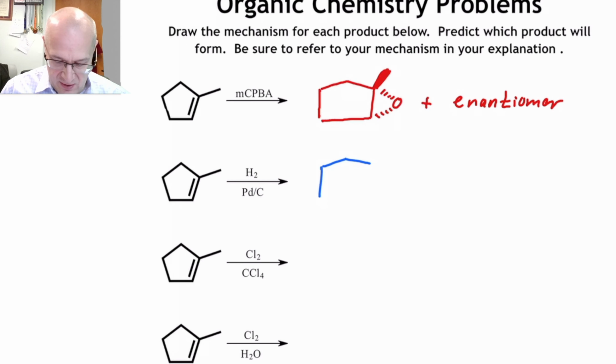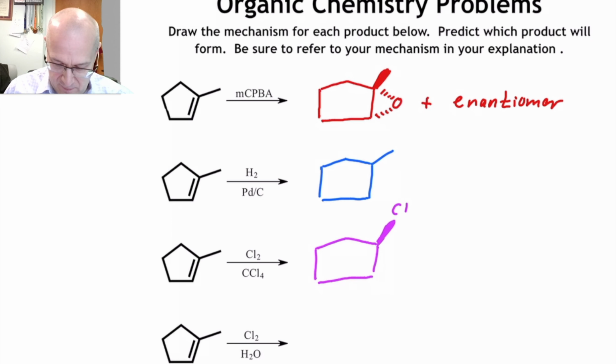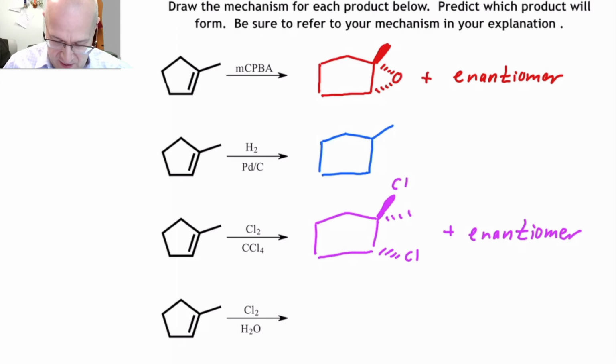Now we have a reduction of the alkene. That's just going to give us the alkane, essentially, just like that. Now we have the halogen addition across a double bond. That's going to give us the dihalo product. All right, and finally, adding chloride in the halogen in the presence of water, so we'll get this.